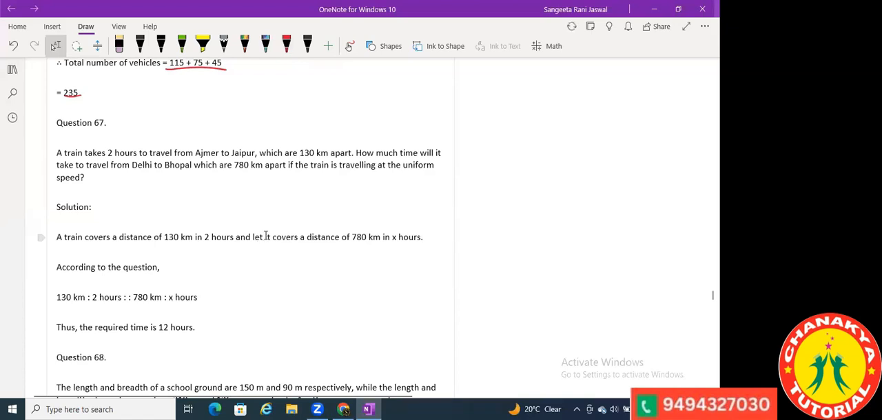A train takes 2 hours to travel from Ajmer to Jaipur, which are 130 kilometers apart. How much time will it take to travel from Delhi to Bhopal, which are 780 kilometers apart, if the train is traveling at a uniform speed? So it's a very simple question. One side take the ratio of the distance, one side take the ratio of time. Cross multiply it.